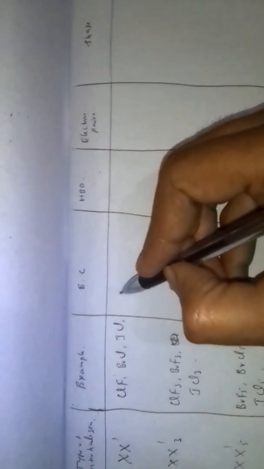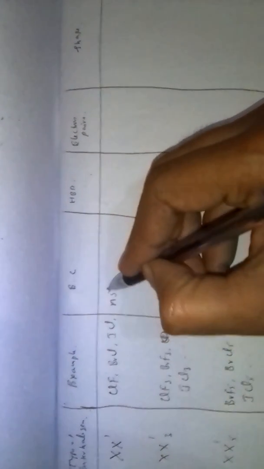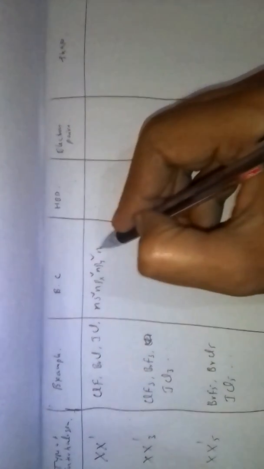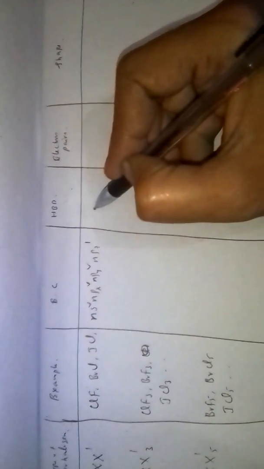Electronic configurations of the central atom. Electronic configuration ns2, npx2, npy2, npz1. Here hybridization is absent, and the electron pairs contain one bond pair and 3 lone pairs, and the shape becomes linear. For XX' type interhalogens, shape is linear.